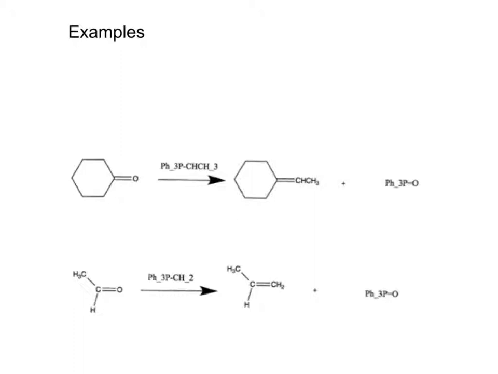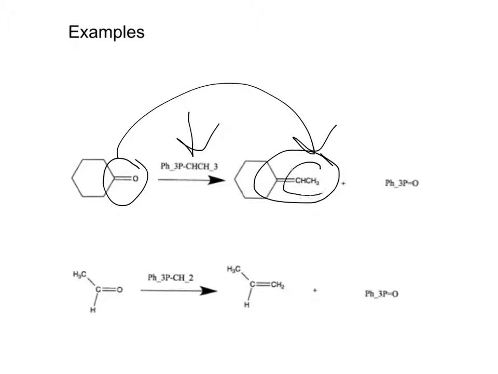Okay, so an important part of Wittig reactions is being able to see examples. Now, the first example I have is a cyclohexane with oxygen bonded to it, and the Wittig reagent with triphenylphosphine attached to CH2. As you can see, the oxygen gets replaced by the CH2, and then there's the phosphorus byproduct with the oxygen attached to it.